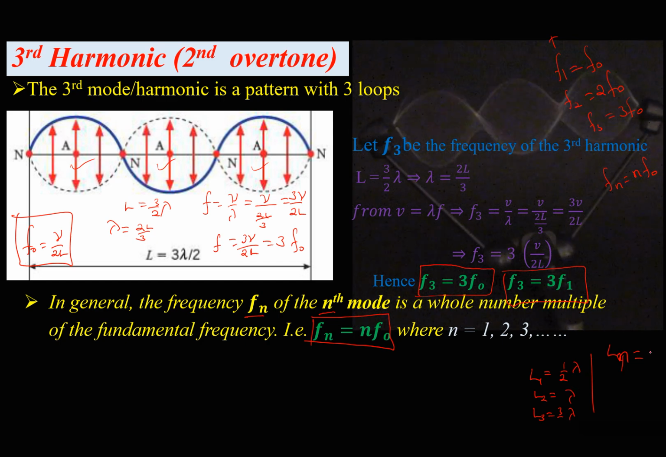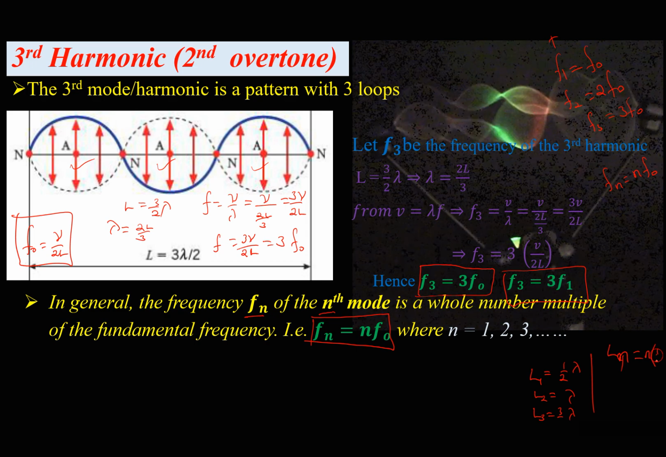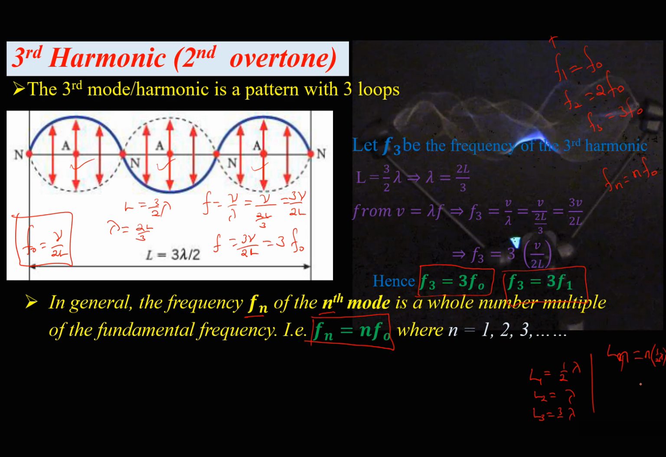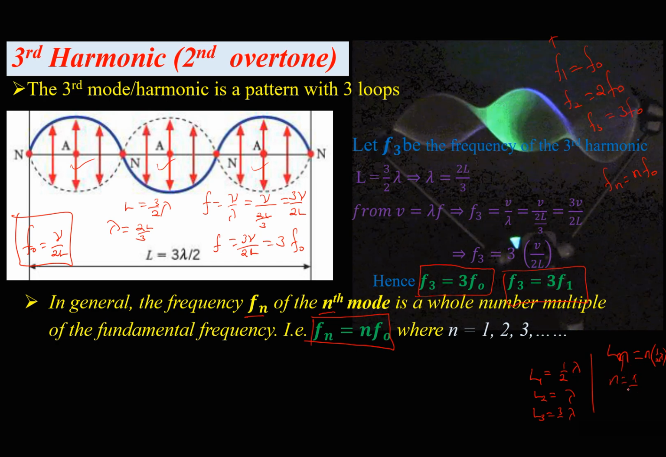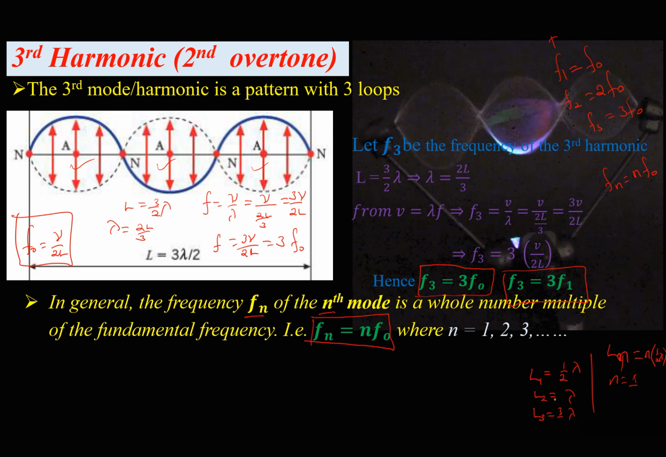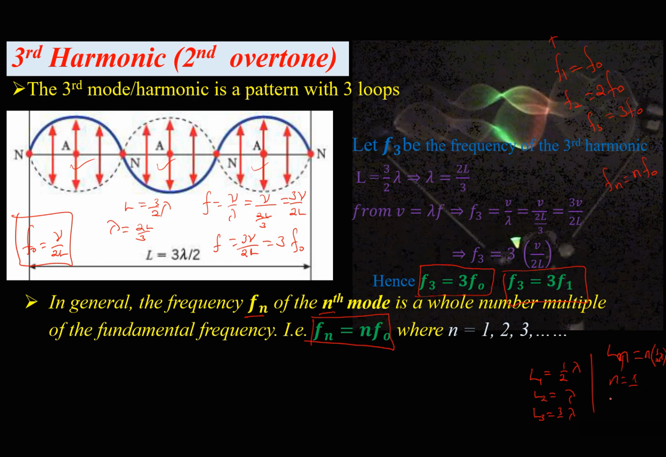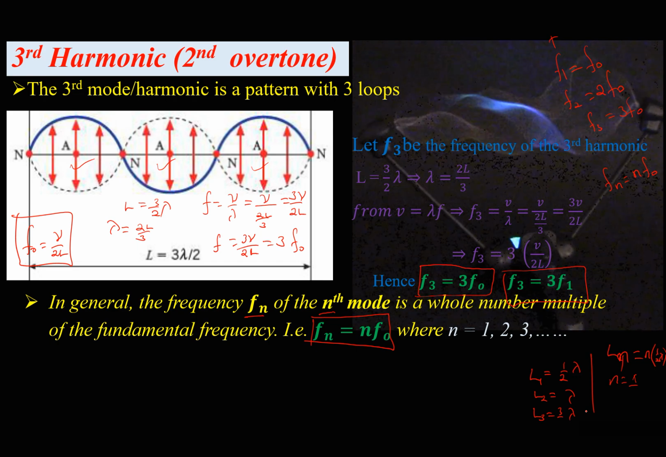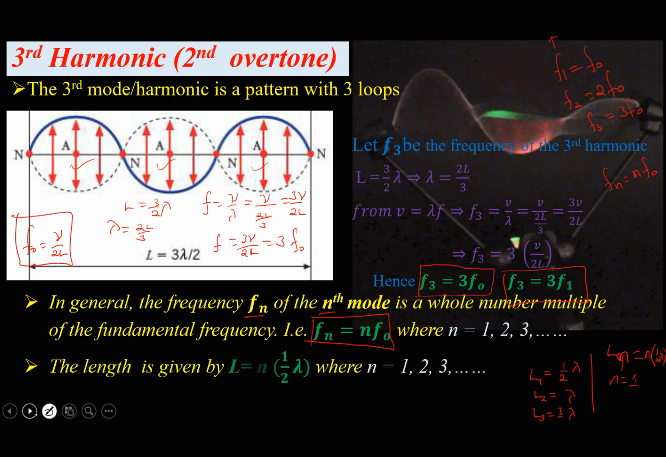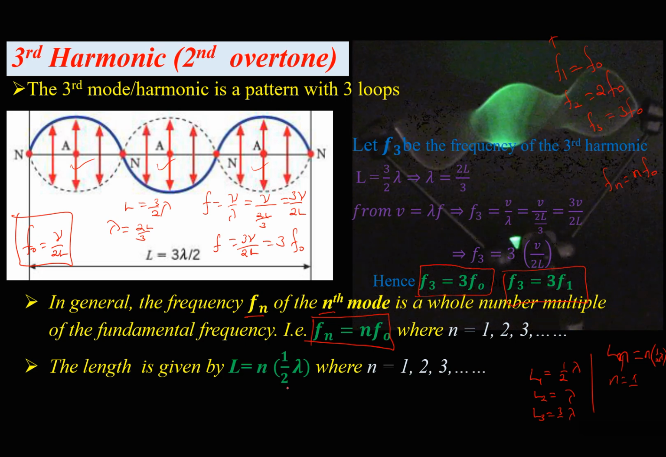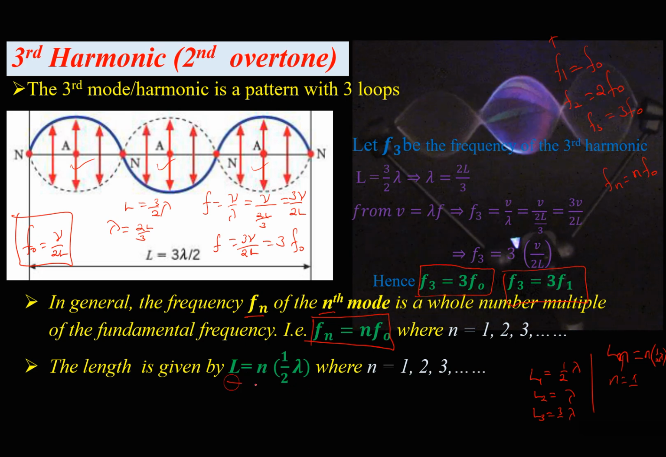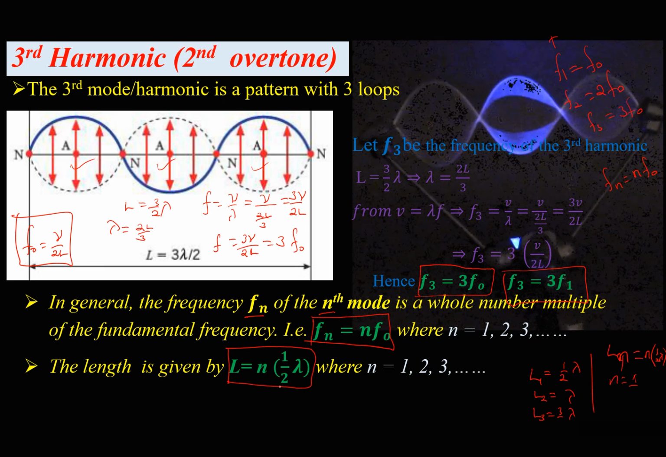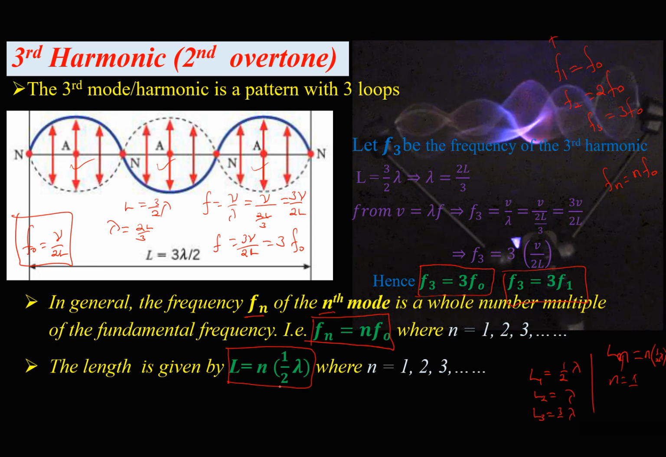So this is going to be N. If I get N times a half of lambda, I'll always get, for example, for the first one, if N equals 1, I get a half lambda. If N equals 2, I get L2 being equal to lambda. If N equals 3, I'll get L3 to be 3 lambda over 2, and so on and so forth. So the length is going to be given by the equation L equals N into a half times lambda, where N is going to be any number from 1, 2, 3, 4, and so on and so forth.